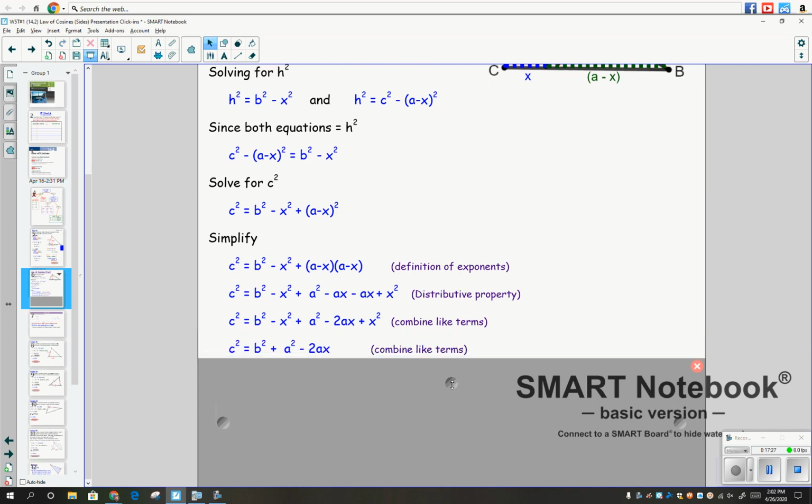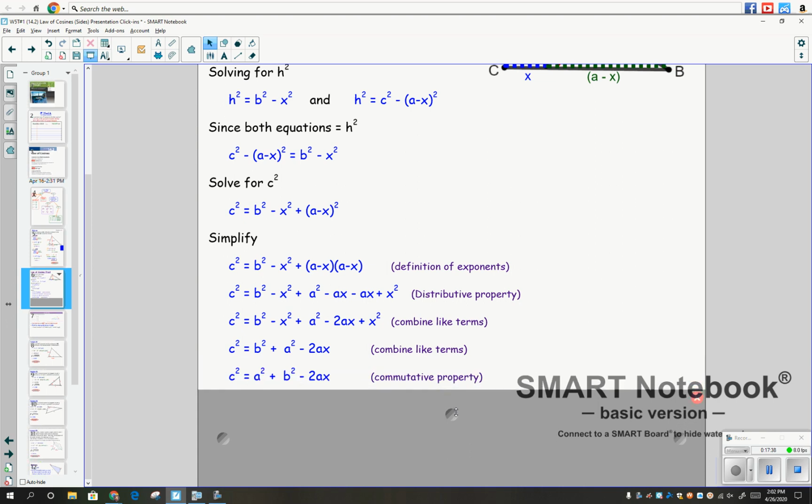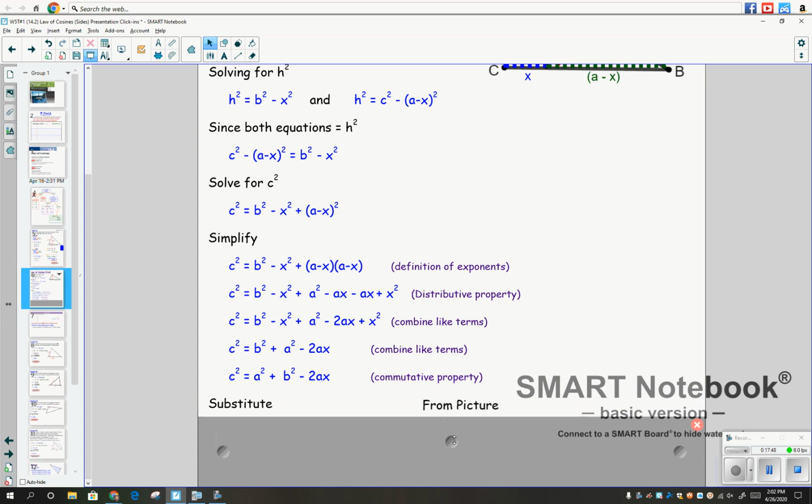I can also combine the like terms in that. I can combine negative x squared plus x squared, and they cancel out. So I'm left with c squared equals b squared plus a squared minus 2ax. Using the commutative property, I just flip-flop the a squared and b squared, so c squared equals a squared plus b squared minus 2ax.